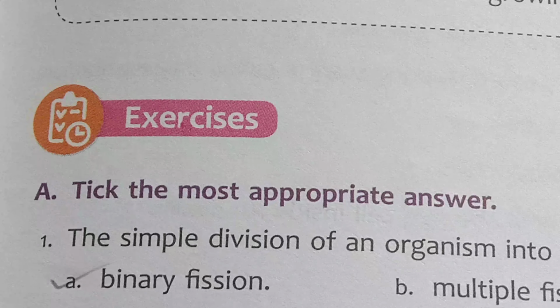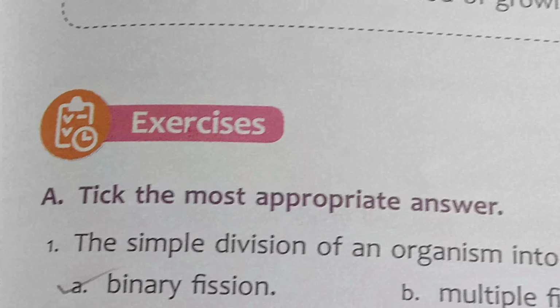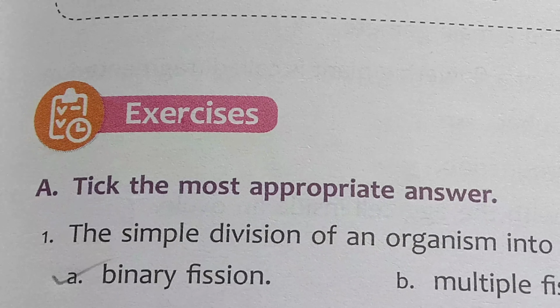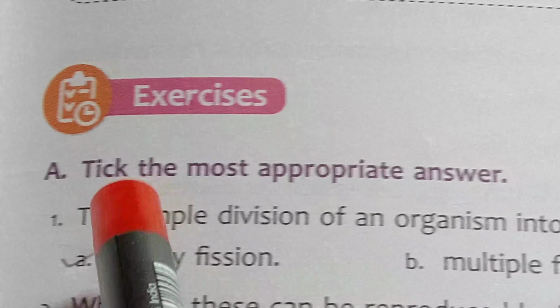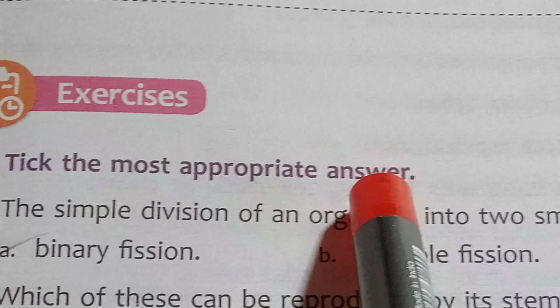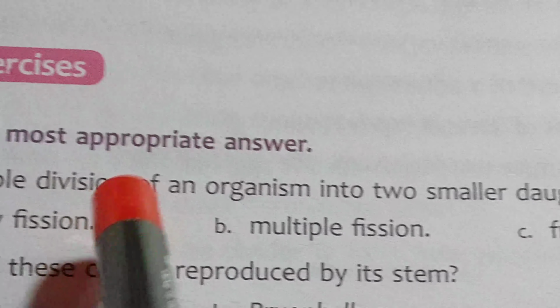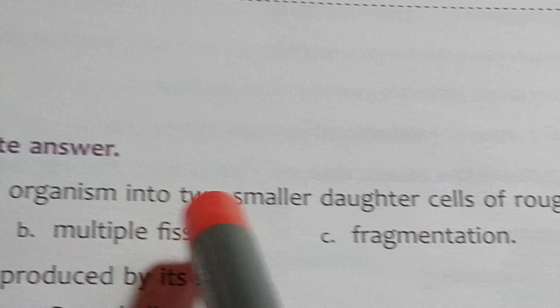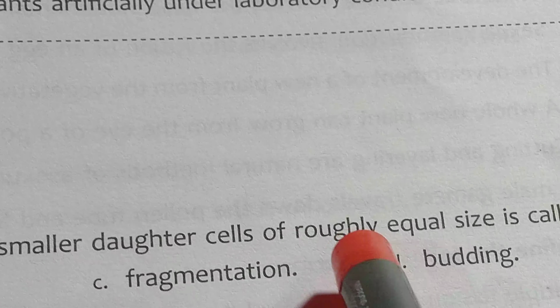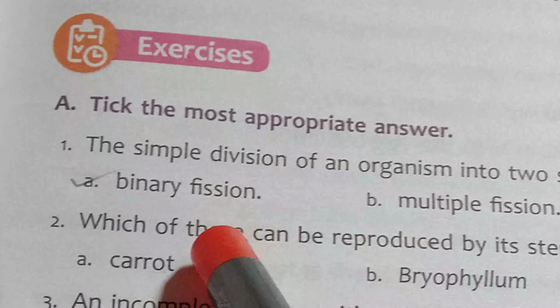Today I am going to discuss the exercise of this chapter. So let's start the exercise. First, pick the most appropriate answer, but I will discuss only the answer. The simple division of an organism into two smaller daughter cells of roughly equal size is called binary fission.